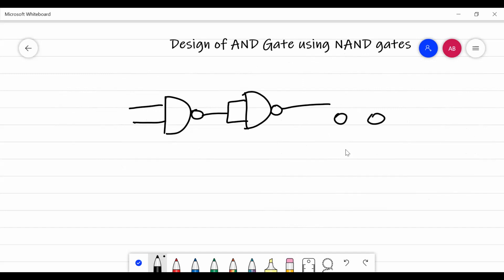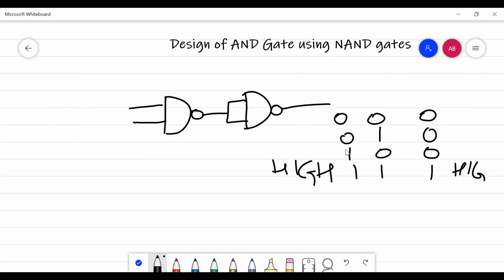Now for 0, 0, it should be 0. For 0 and 1, it should be 0 again. For 1 and 0, it should be 0 again. And for 1 and 1 only, it should give me a high. So that means only when both the inputs are high, the output should be high. Otherwise, the output should be low. So let's see this same circuit on Tinkercad and how you are going to design it.